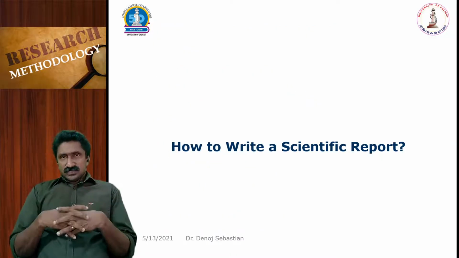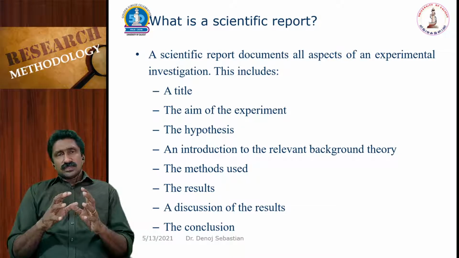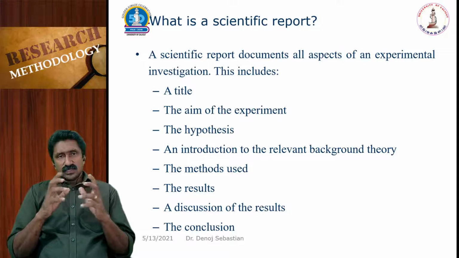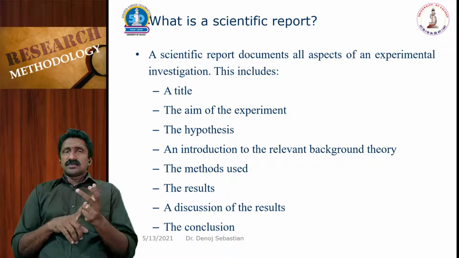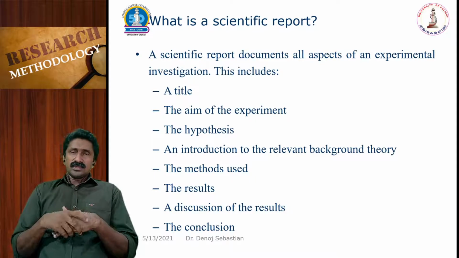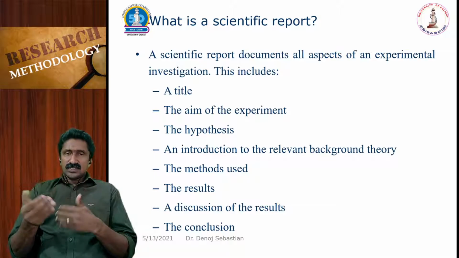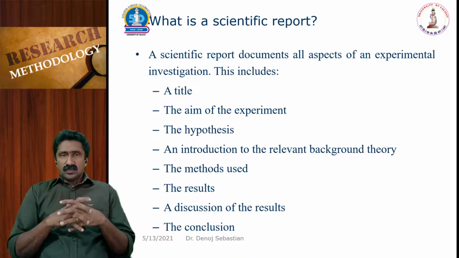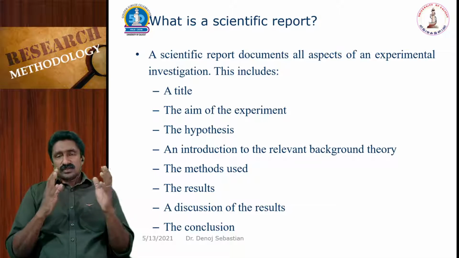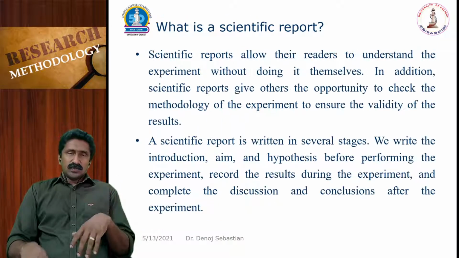Now, how to write a scientific report? A scientific report documents all aspects of an experimental investigation. This includes a title, the aim of the experiment, the hypothesis, then the introduction with the relevant background of the theory, then the methods used, that is methodology, results, then discussion and interpretation of the results, then finally the conclusion. And of course, the references and other things will be there, but generally this is the pattern, or this is the order of the different sections that come under the scientific report.